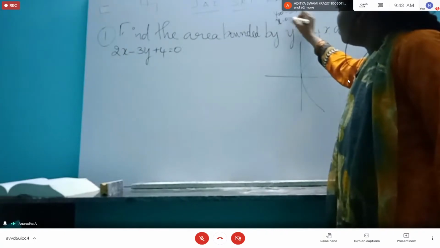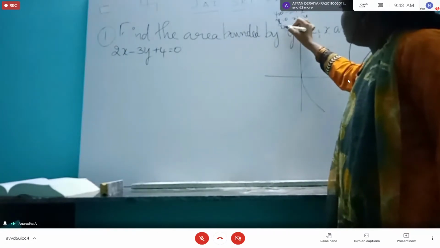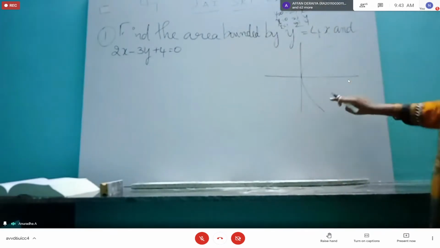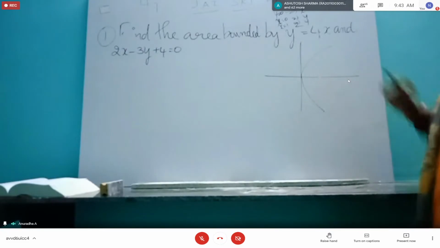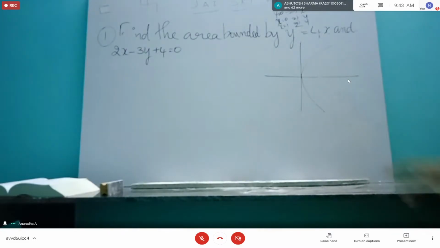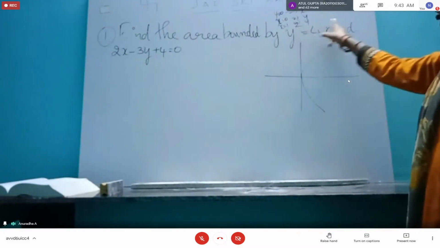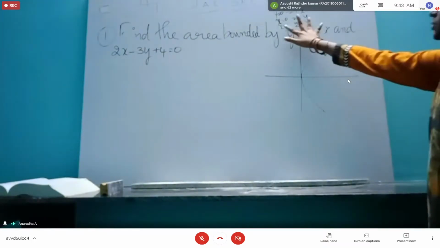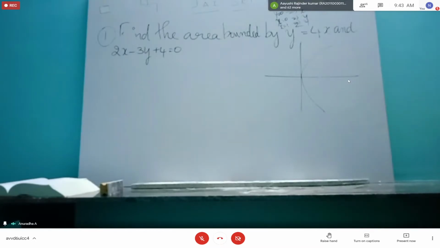When x equals 0, what will be y? When x equals 1, what will be y? You find a set of points like this, mark the points, and draw it as a parabola. We know that it is a parabola because of power 2 and power 1. So draw it as a parabola. At least do this work. It will only take a little bit of extra time.